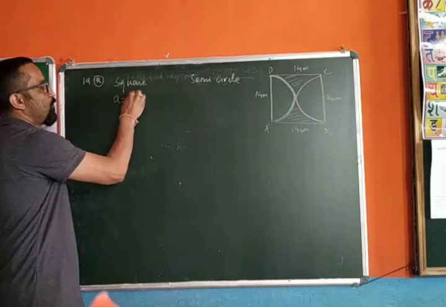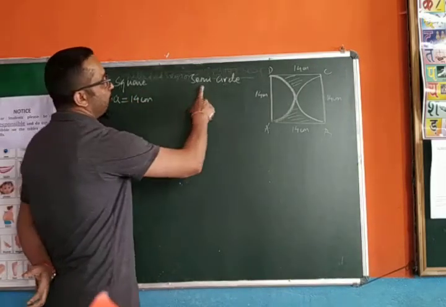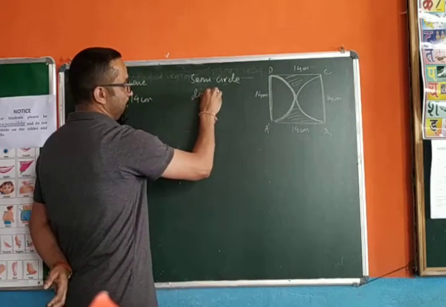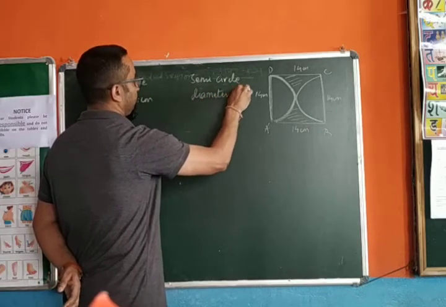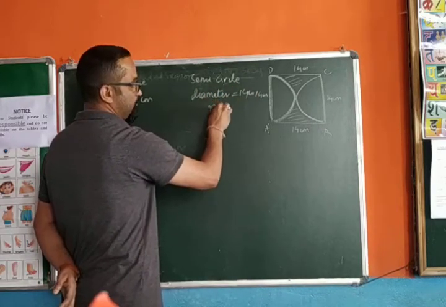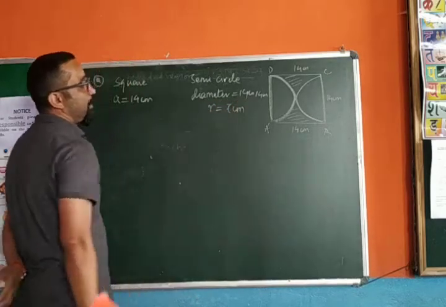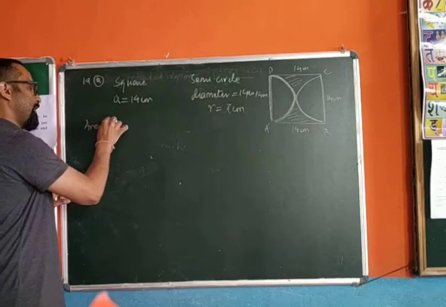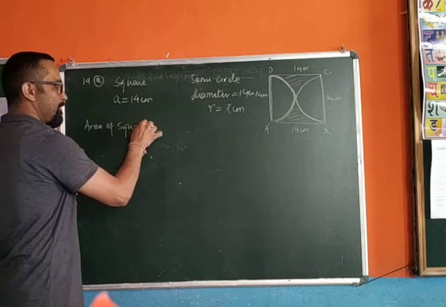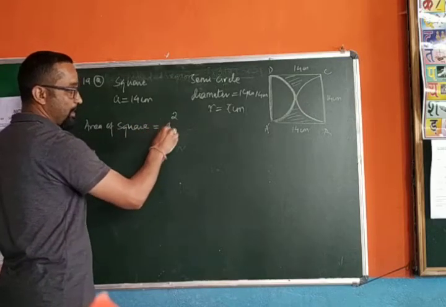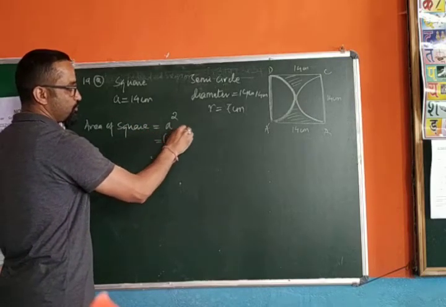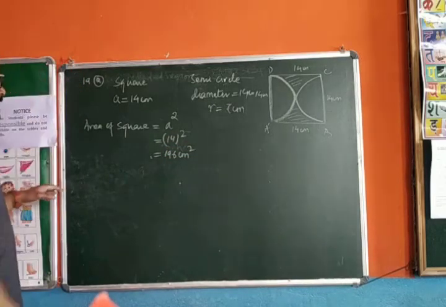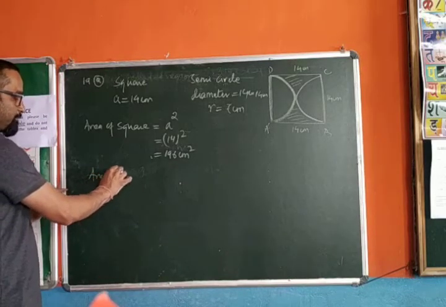Side of the square is 14 centimeter. If you look at the semicircle, this entire value is the diameter. Diameter is equal to 14. Get the radius, 14 divided by 2, 7 centimeter. Half of diameter is radius. Calculate the area of the square. Area of square equals side square, 14 square, 196 centimeter square. Now the area of 2 semicircles.